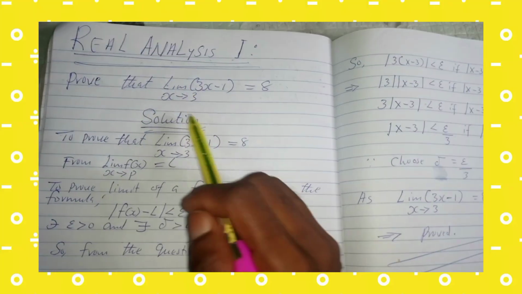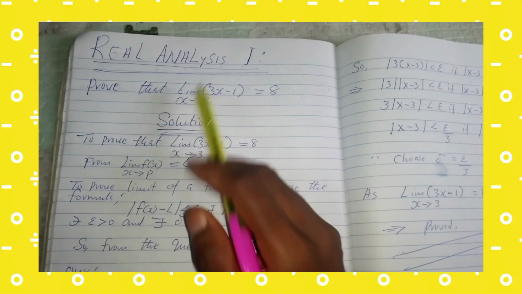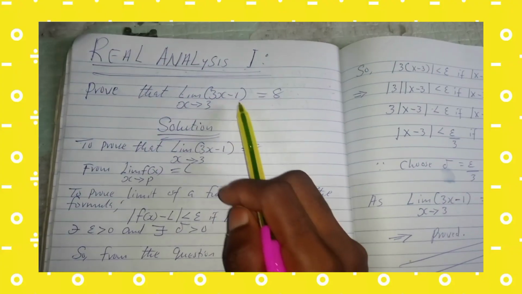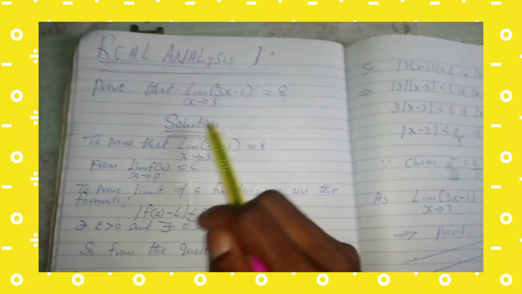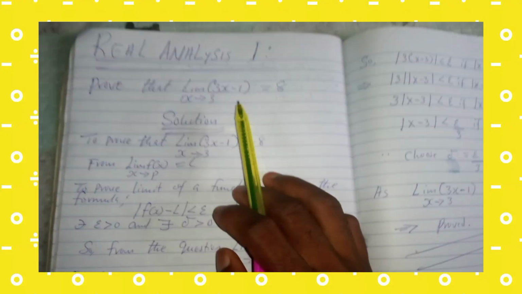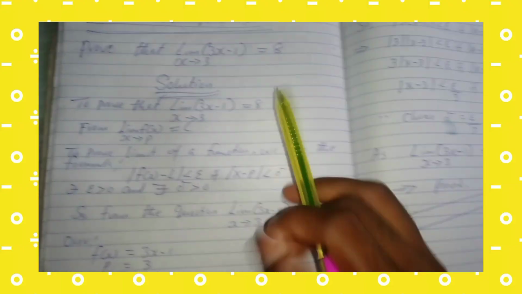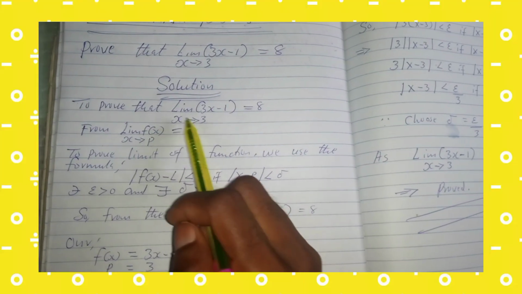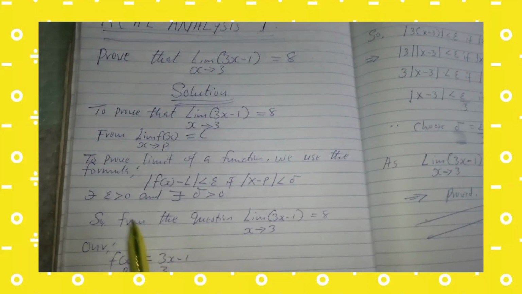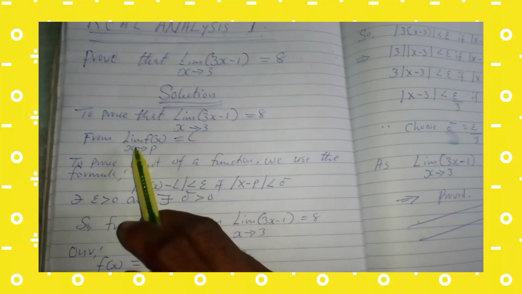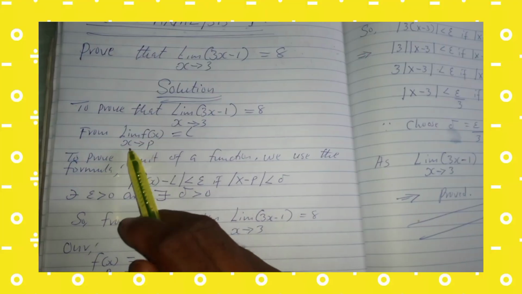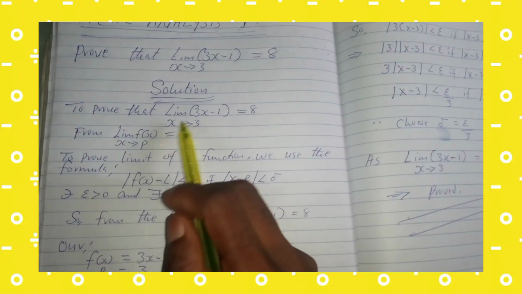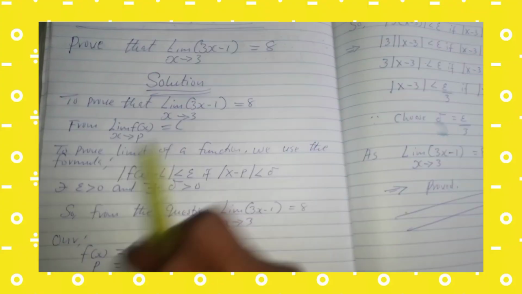But in real analysis, it's not so. In real analysis, we're going to prove it based on real analysis fundamental principles. So let's look at it in full detail. You know that a limit is given as the limit of f of x as x tends to p. This p simply means our point, the particular point that we are aiming at.